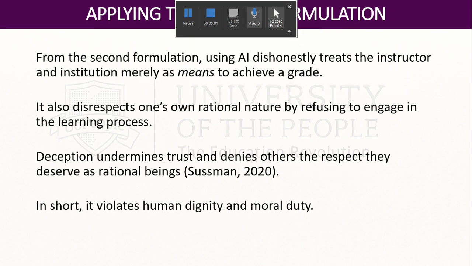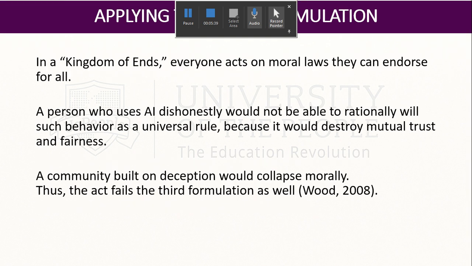Applying the second formulation, by submitting AI work dishonestly, the student is using the instructor and the university merely as tools to gain a grade. There is no respect for the teacher as a rational evaluator or for the institution. It also disrespects the student's own rational capacity, because by refusing to engage in real learning, this action violates both self-respect and respect for others.